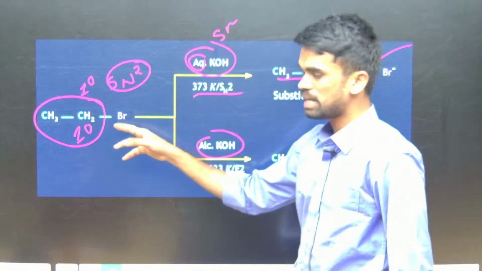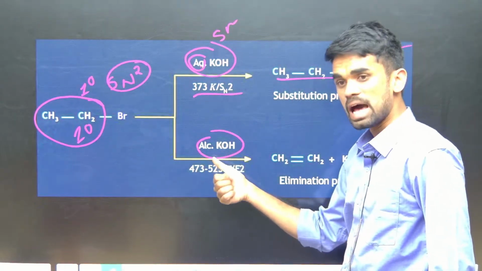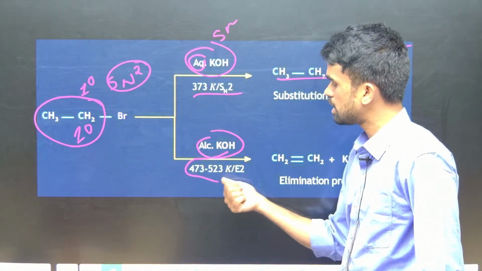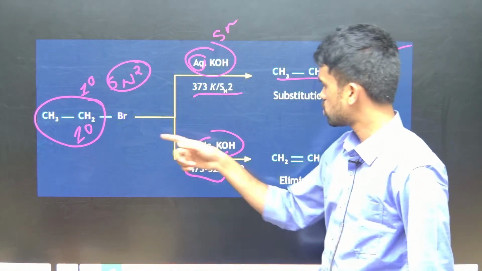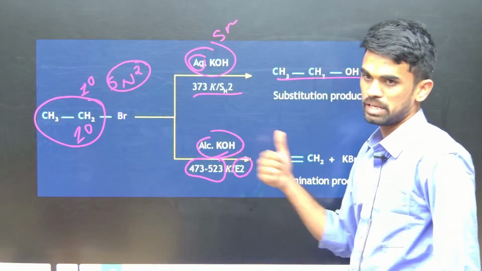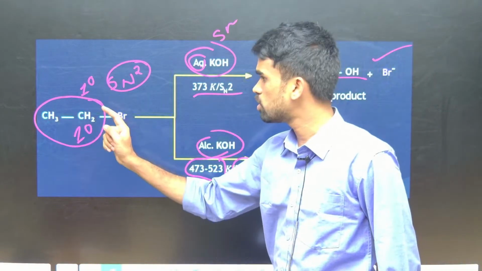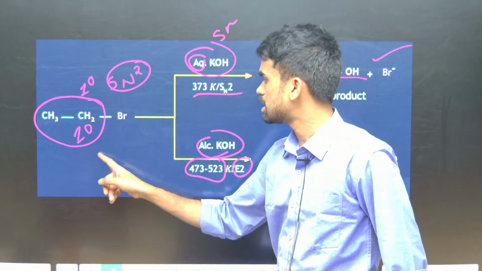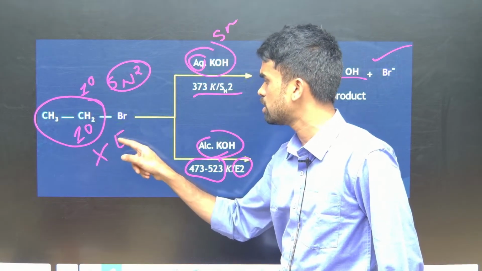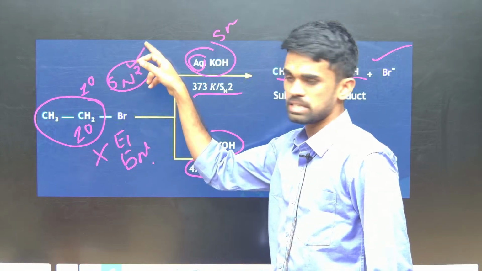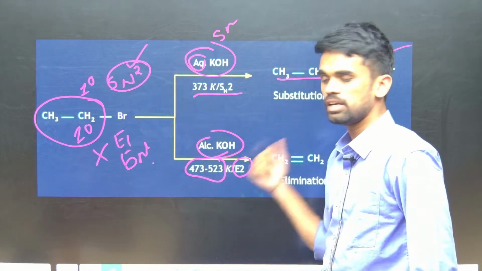So when it comes to the alcoholic medium, alcoholic KOH, and the temperature is relatively higher, you can see, this will be favored by E2 elimination. Which one? E2. Because this is a primary halide, it won't form a stable carbocation. That's why it is not following either E1 or SN1. So they are following SN2 in this case, and here it is E2.